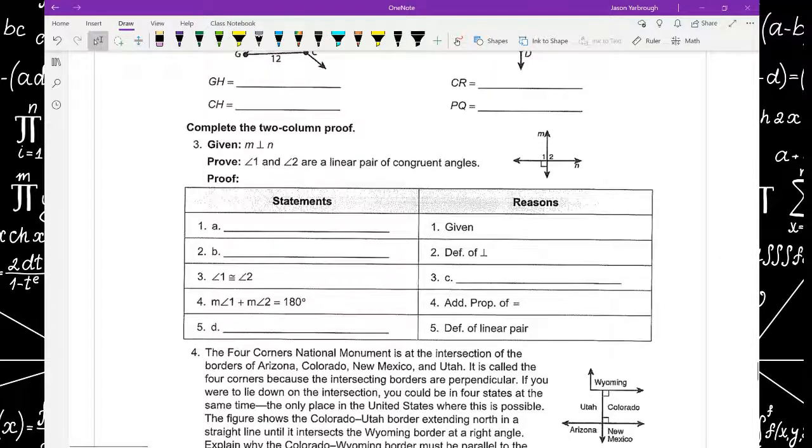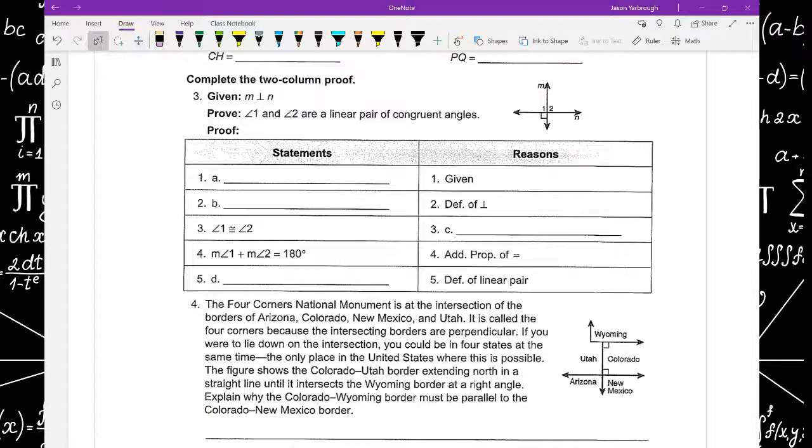With the proof, what we're doing on this one is we're given that M is perpendicular to N. So M is perpendicular to N, meaning that all 4 of these angles are 90 degrees. So we can mark it on our pictures to show it. And then what we're trying to prove is that angles 1 and 2 are a linear pair of congruent angles. So we want to know that they add up to 180 degrees and are congruent to each other. We basically have already shown this, because if we know that it's perpendicular, angle 1 is 90, angle 2 is 90. They both make a linear pair, and they both are equal to each other.